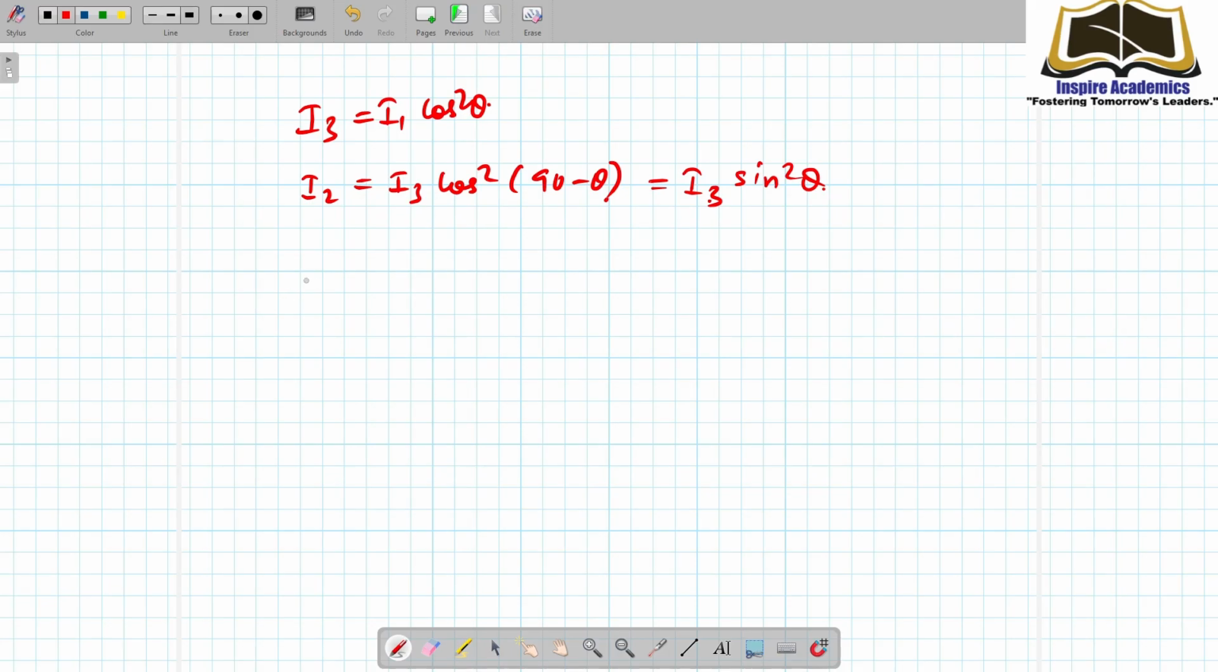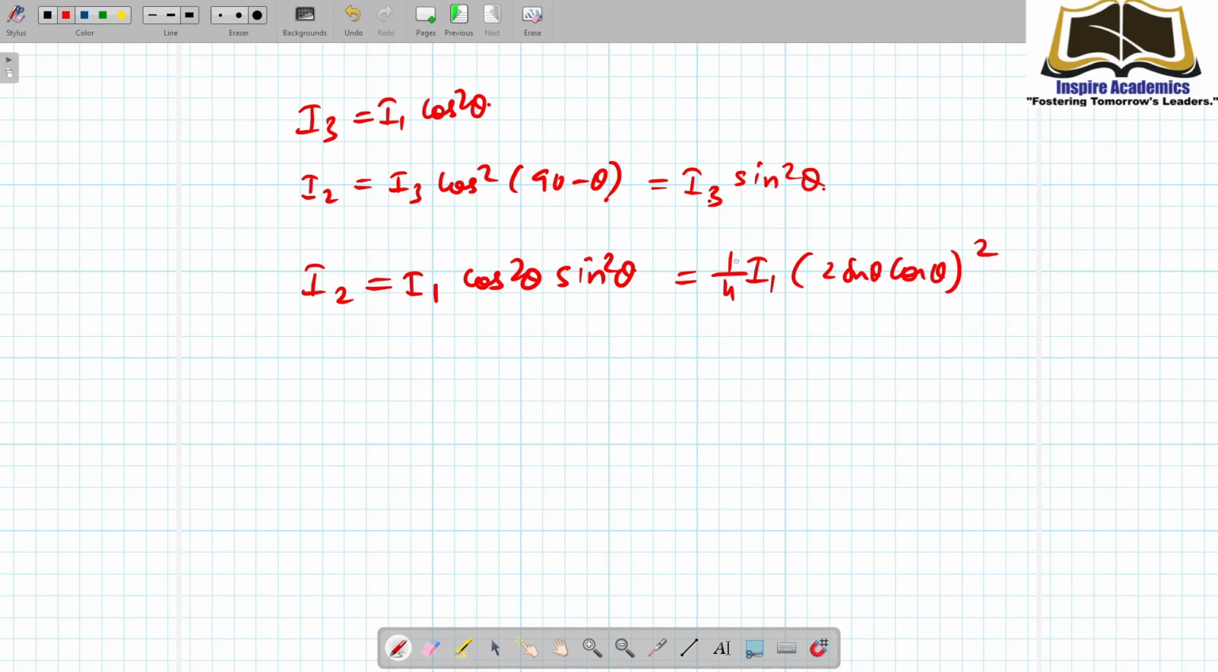Okay. So what will be my I2? I2 will be I1 cos square theta sin square theta. Just putting the values. So cos square theta, sin square theta, and what that would become? It will become 1 upon 4 I1 2 sin theta cos theta whole square. 4 से मल्टीप्लाई कर दिया, 4 से डिवाइड कर दिया. So that I will get 1 upon 4 I1 sin square 2 theta. That would be my I2.